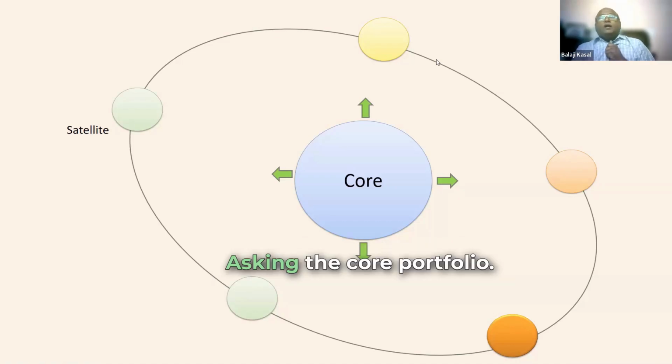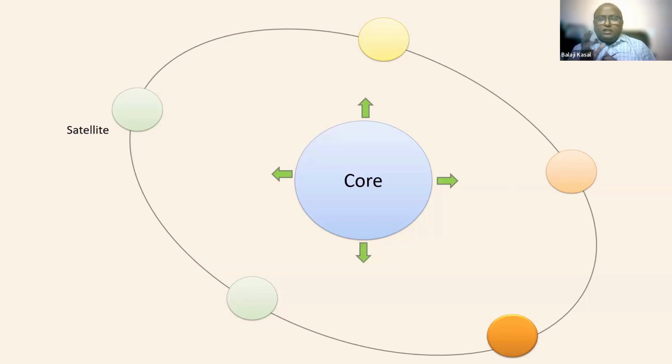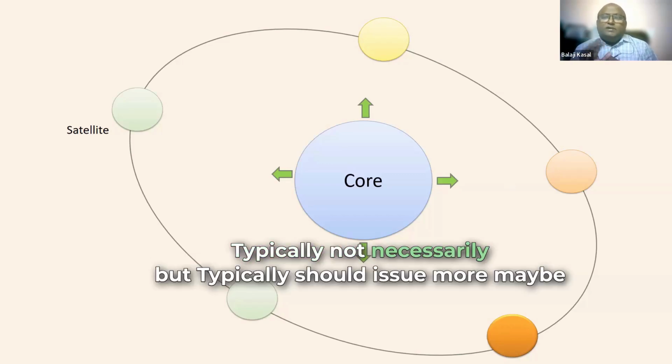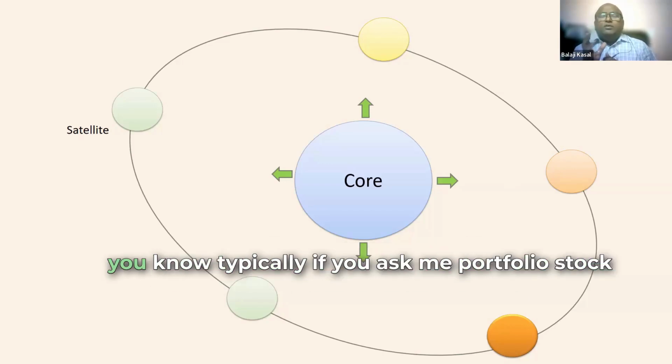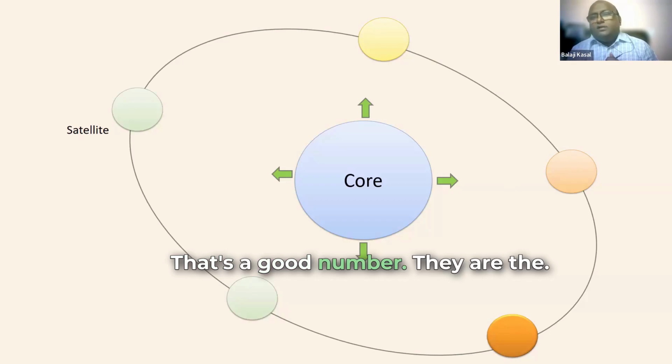Okay, Debash is asking about the core portfolio, it's a portfolio, right? Debash, of course, a core portfolio should not be a single stock, typically, not necessarily, but typically. If you ask me, the core portfolio should have around 8 to 10 stocks. That's a good number. They should be very core.